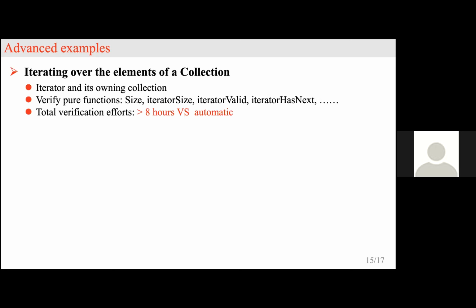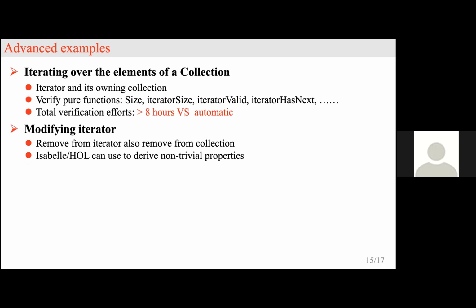But for our ADTs approach, we don't need to care about these pure functions, and the client-side example is automatic in KeY theorem prover. The next example is a modifying iterator. This example shows that if we remove from the iterator, it's also removed from the collection. We want to show that every object has its own collection, its own history. And we want to show that in this example, Isabelle can be used to derive non-trivial properties.